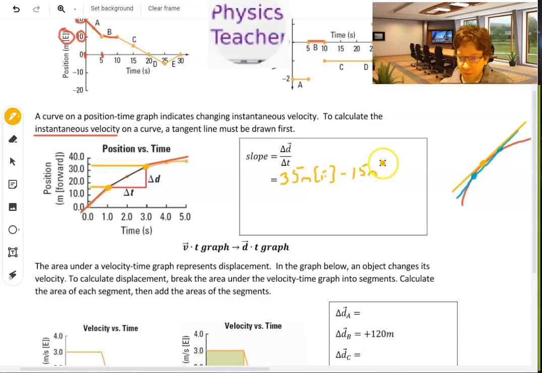So 15 meters forward, all divided by our time, which looks like final minus initial. So 3 seconds minus 1 second. Right, so we get 35 minus 15, which is 20 meters forward, divided by 2 seconds. And that will give us a velocity of 10 meters per second forward.